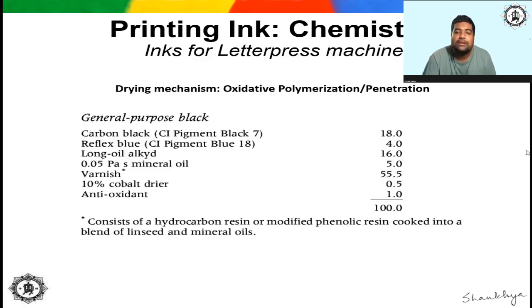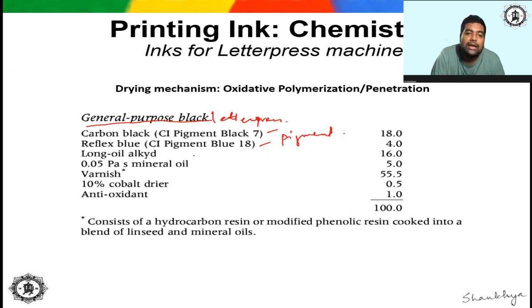Now let us talk a little bit about the formulation part of the ink. So yesterday in the other lecture, I talked about this general purpose black ink for letterpress printing, right? What is the formulation for that? Carbon black and reflex blue, these are both pigments. Long oil alkyd, this means alkyd resin, which has been cooked, normally inside linseed oil.